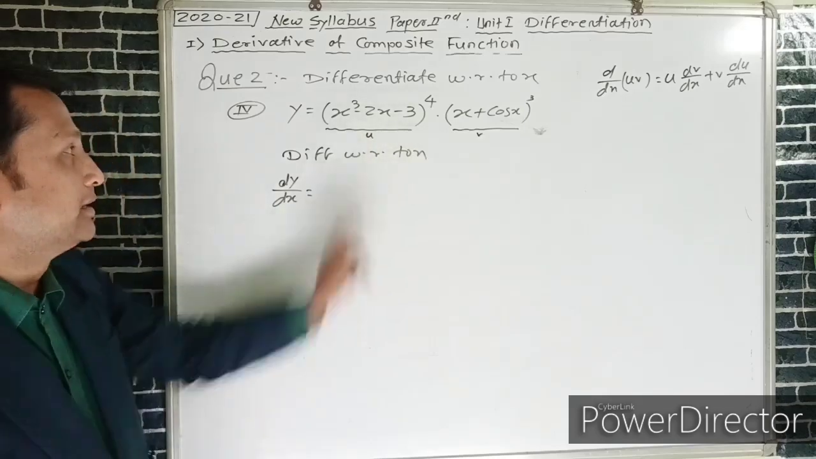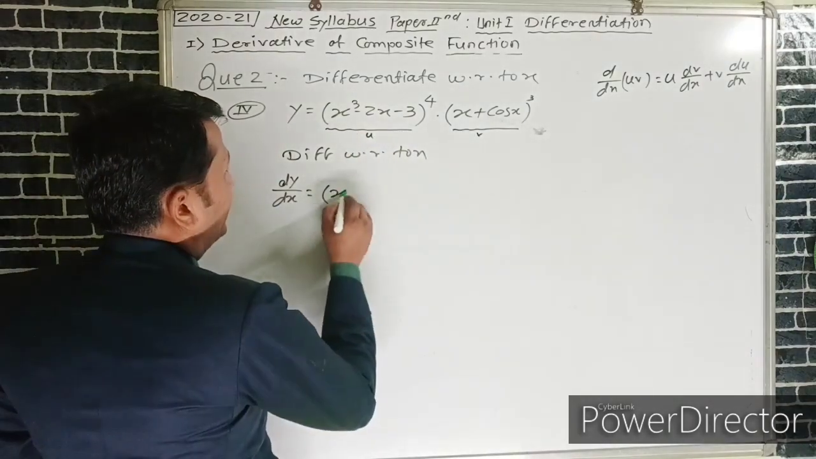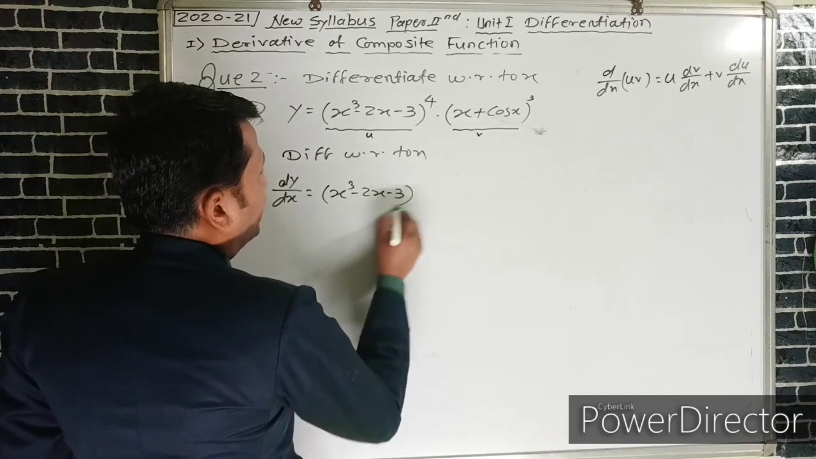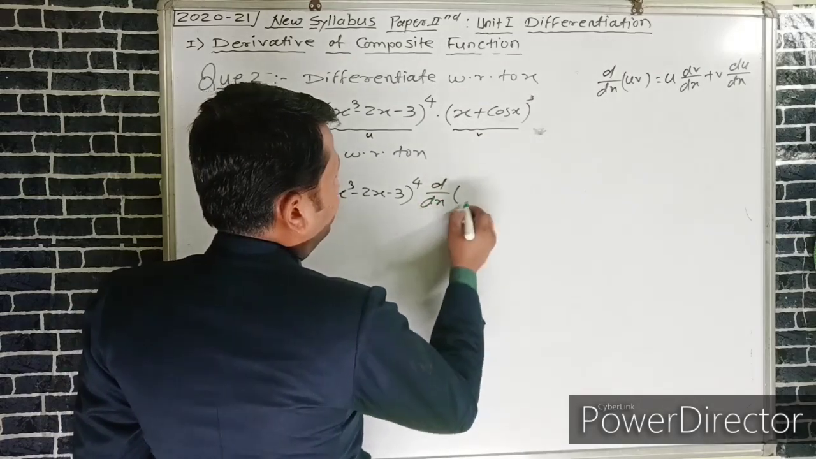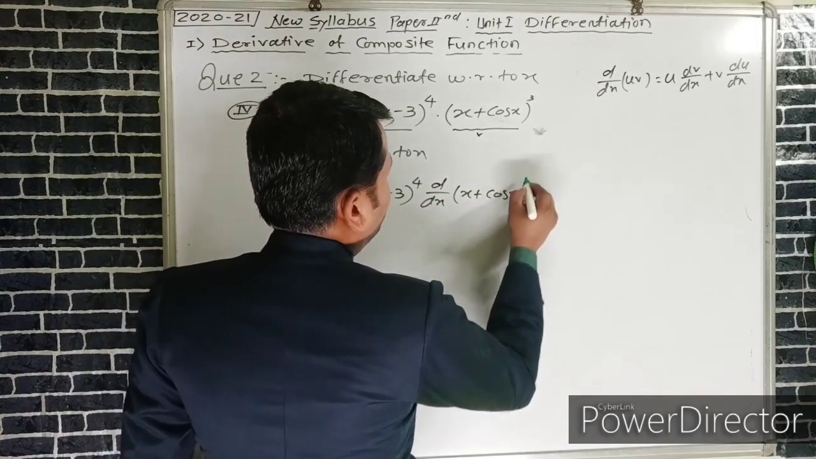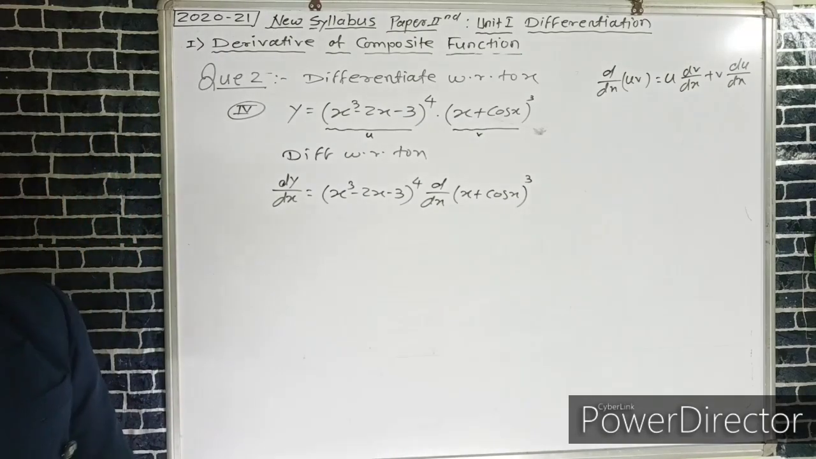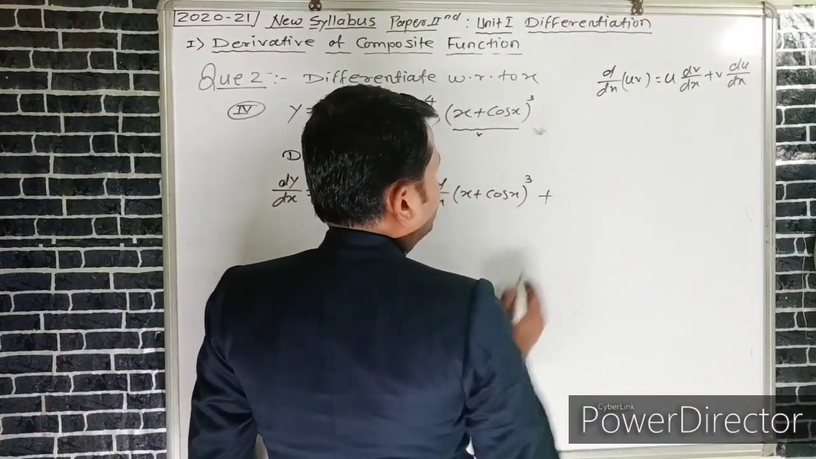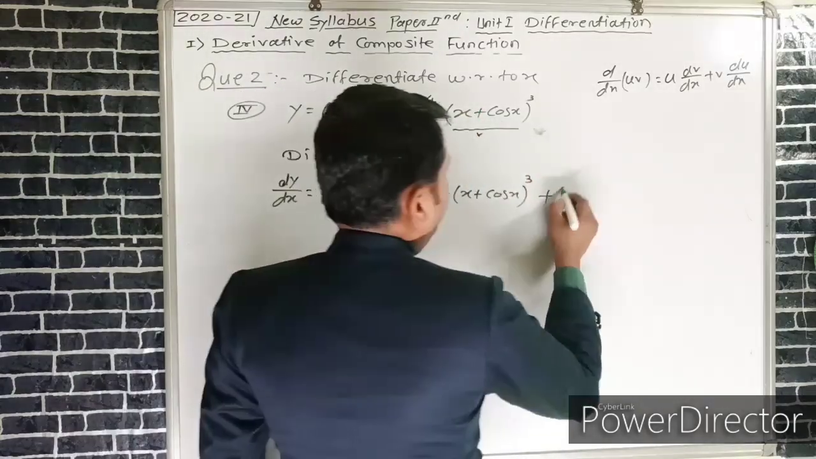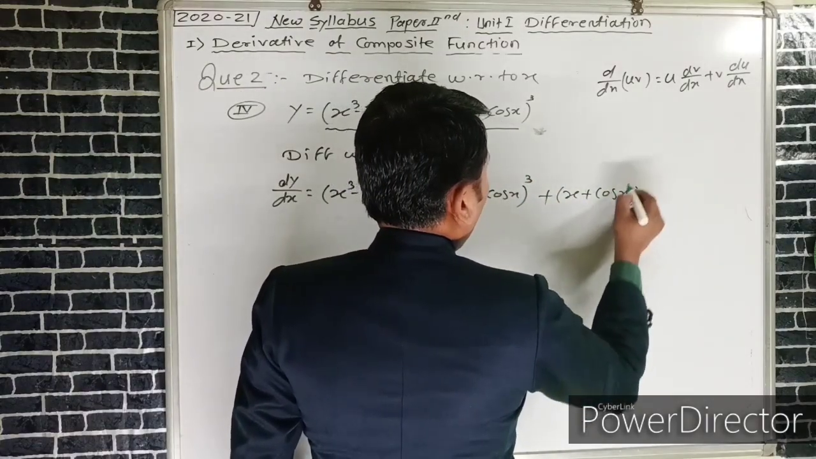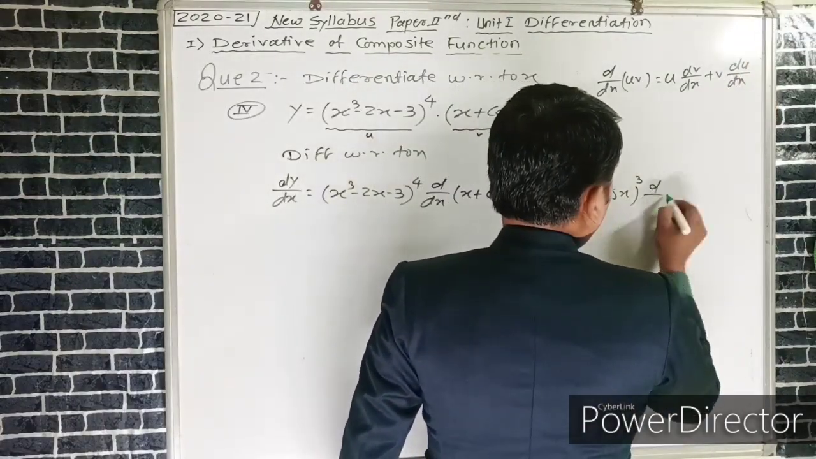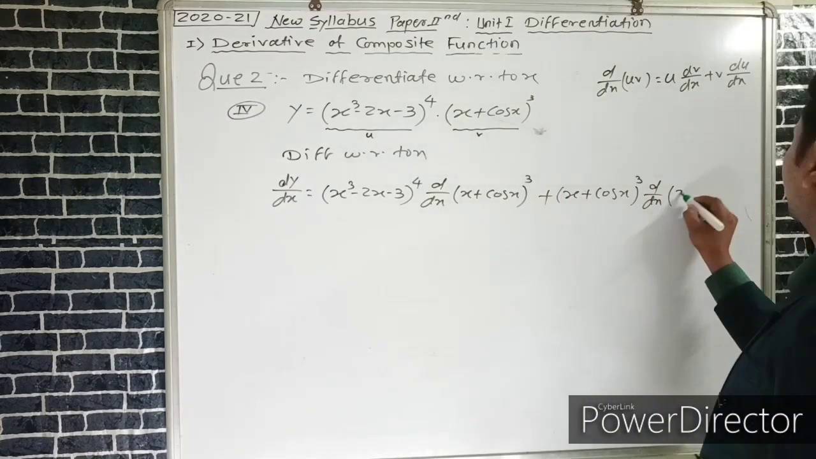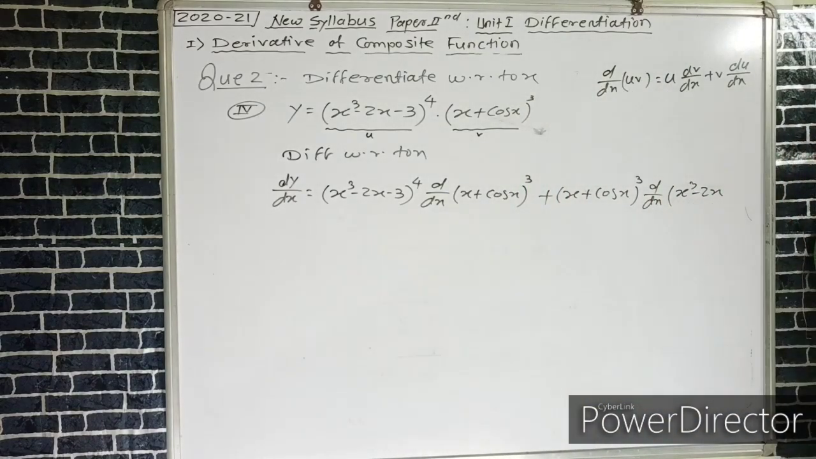Similarly, the first function u is (x^3 - 2x - 3)^4, into the derivative of the second function (x + cos x)^3, then plus the second function v, (x + cos x)^3, into the derivative of the first function, which is (x^3 - 2x - 3)^4.